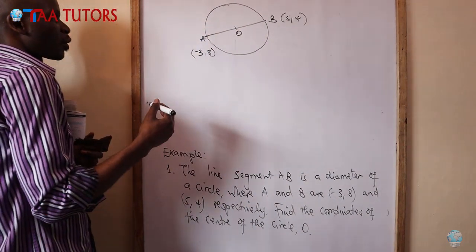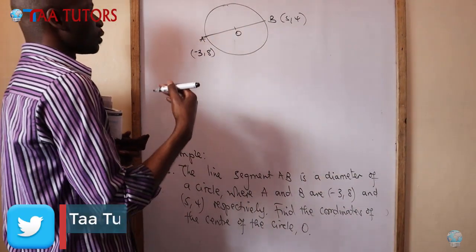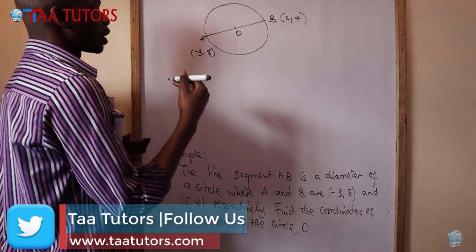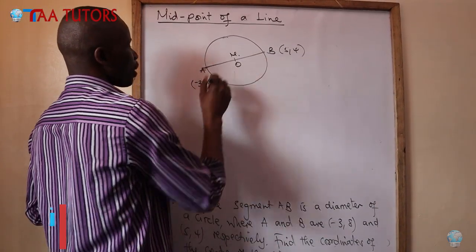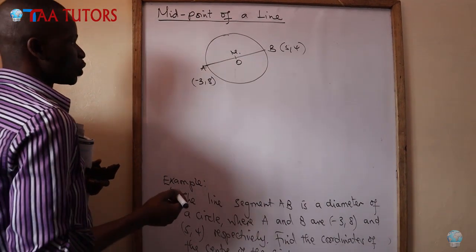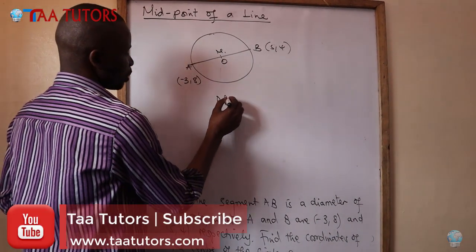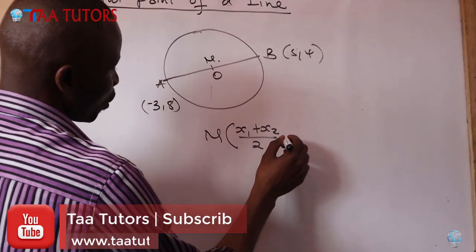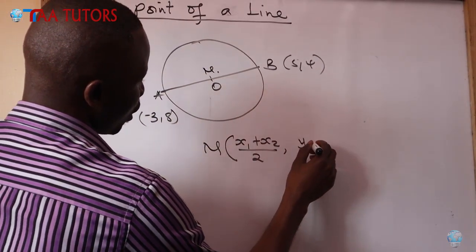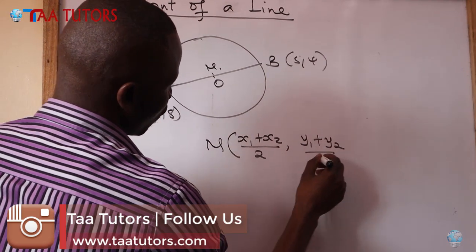The center of a circle divides the diameter into 2 equal parts, meaning the center O in this particular case should be our midpoint M. So what we are going to do to get M, like we said, M is given by the formula x1 plus x2 over 2, comma, y1 plus y2 over 2.